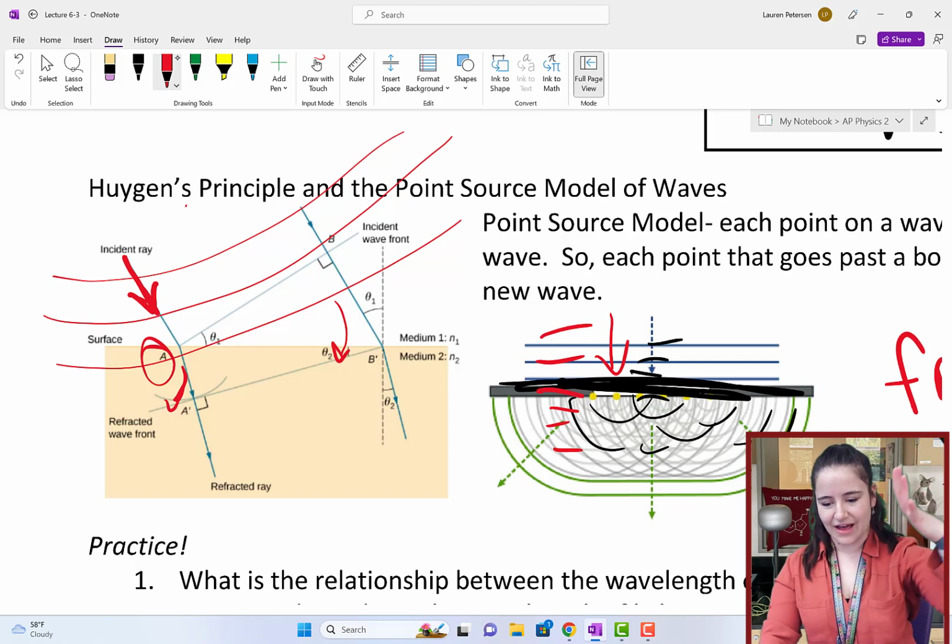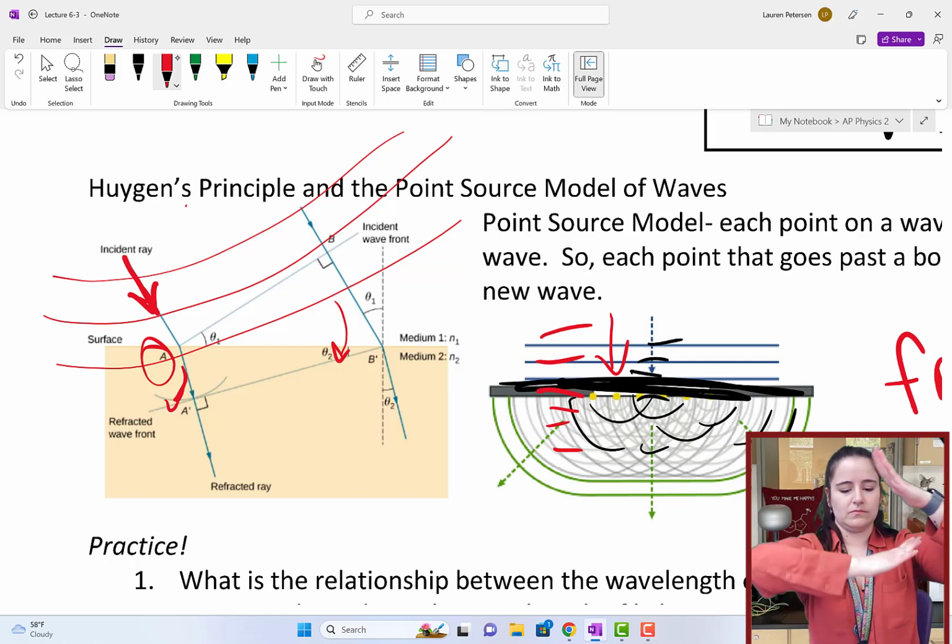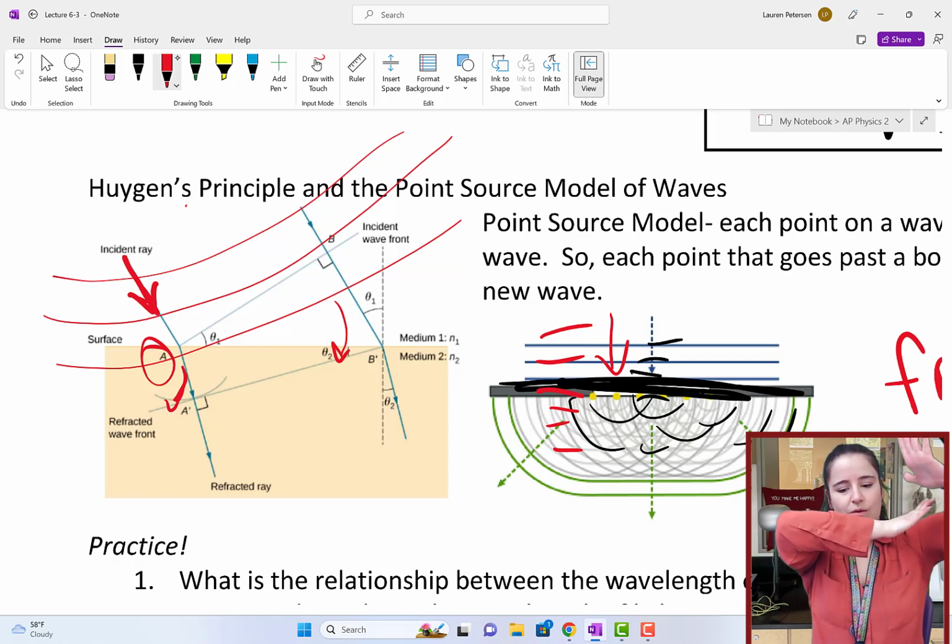Because as you have that wave coming into the boundary, picture, here's my boundary. If we have that wave coming into the boundary, this part of the wave will hit first and slow down.